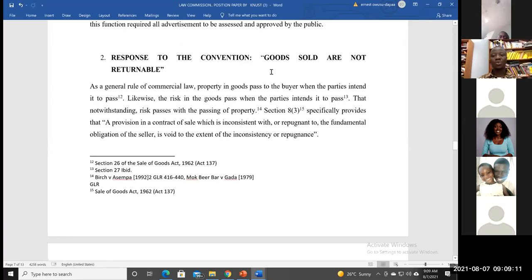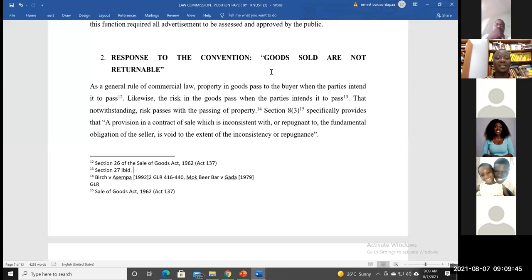So another one: goods sold are not returnable. That's another common practice. You go to a shop and they say the goods sold are not returnable. But if you look at the Sale of Goods Act, especially Section 8.3, there's a provision that a contract of sale which is inconsistent with or repugnant to the fundamental obligation of the seller is void to the extent of the inconsistency or repugnance.